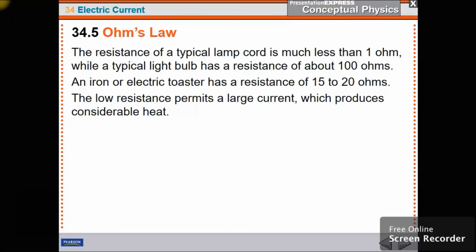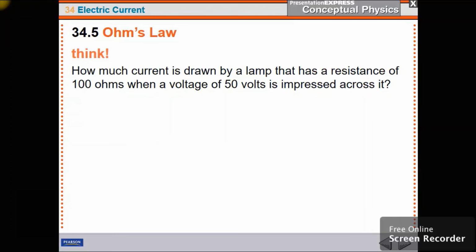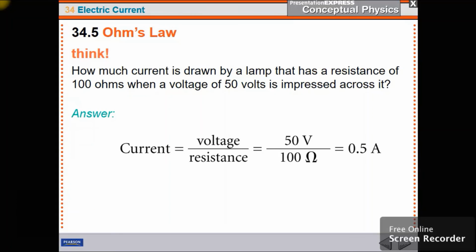Okay, then I'm going to go back into the other slide that I've been doing all along. Examples. So here's the first problem. How much current is drawn by a lamp that has a resistance of 100 ohms when a voltage of 50 volts is pushed across it? Current is 50 divided by 100 ohms, and you get 1/2 of an amp. Ta-da! It really is that simple. And the only way I make it harder is instead I will give you current and resistance, or I'll give you voltage and current. That's all there is to it.